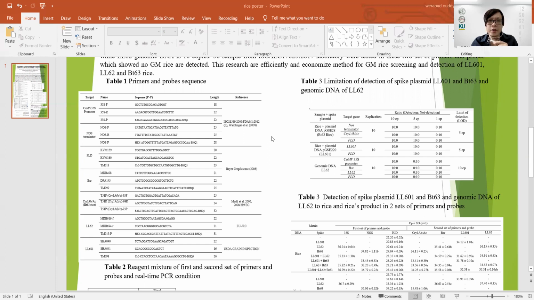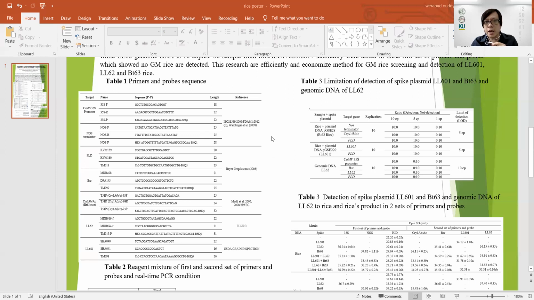After that, we did the experiment to find the limit of detection of the LL601 plasmid and BT33 plasmid. And we also have the genomic DNA of LL62, which was provided by Eurofins. As you see in table 3, it shows the limit of detection of the plasmids LL601 and BT33 spiked into non-GM rice. The nos terminator, Chi1ABAC, and PLD had a limit of detection at 5 copies, and non-GM rice spiked with LL601 had a limit of detection at 5 copies.